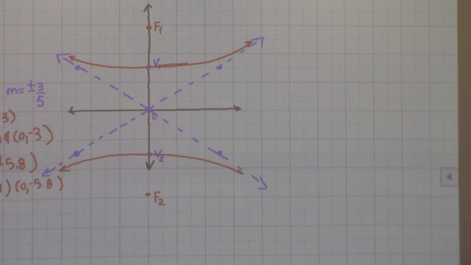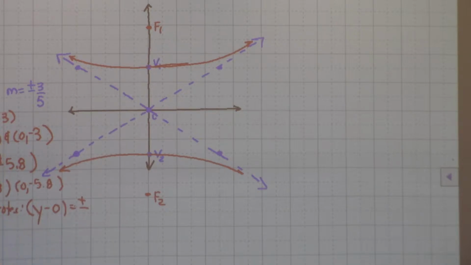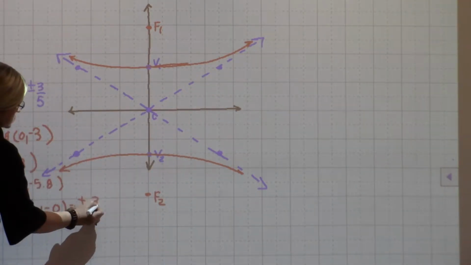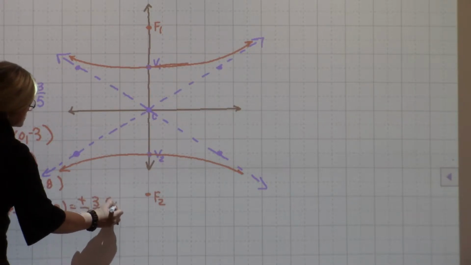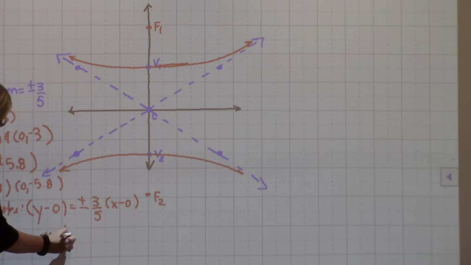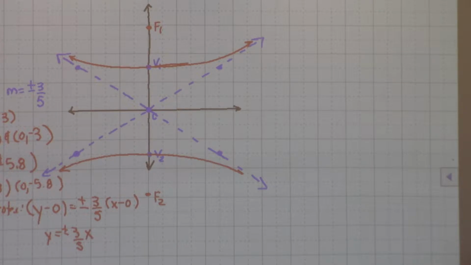And then finally for the asymptotes, the asymptotes would be y minus k equals plus or minus, in this case, a over b, so 3 over 5 times x minus 0, which really just makes this y equals plus or minus 3/5 x, doesn't it? So that's all the information that goes with that graph.